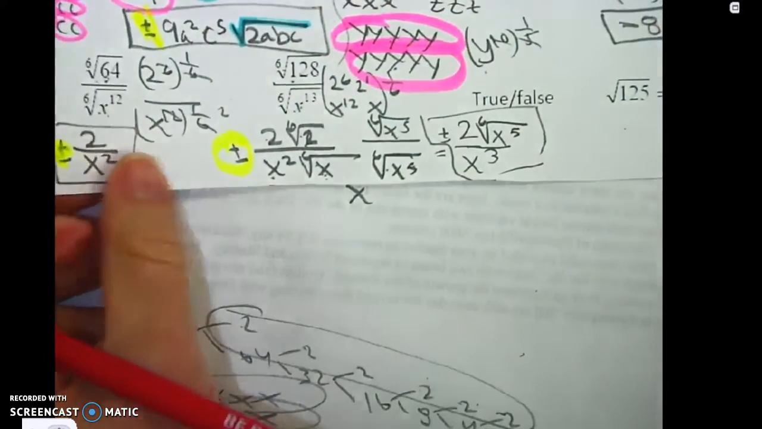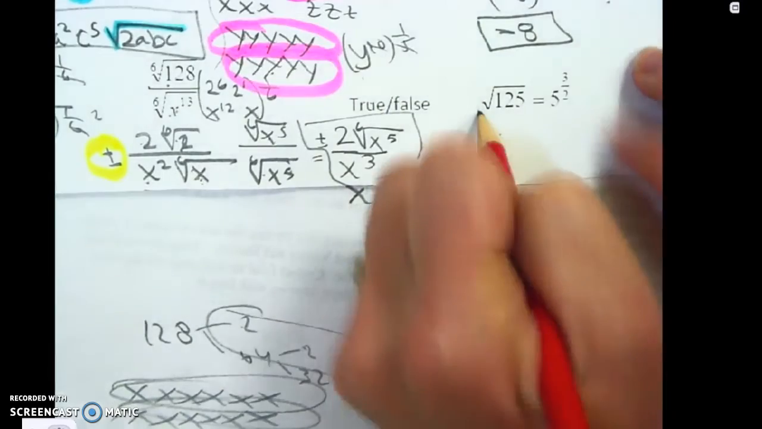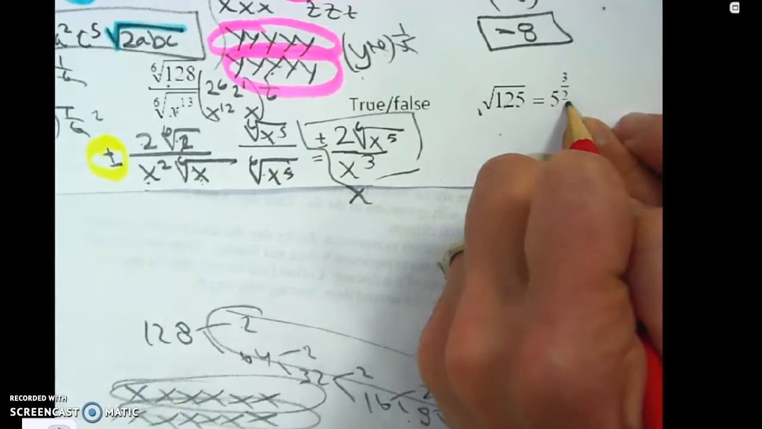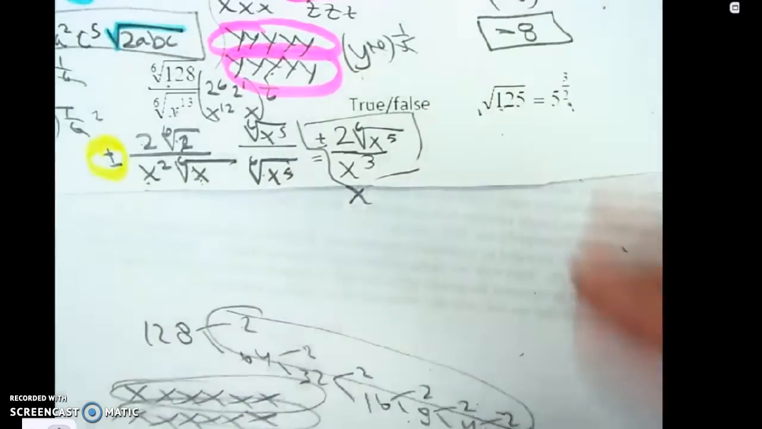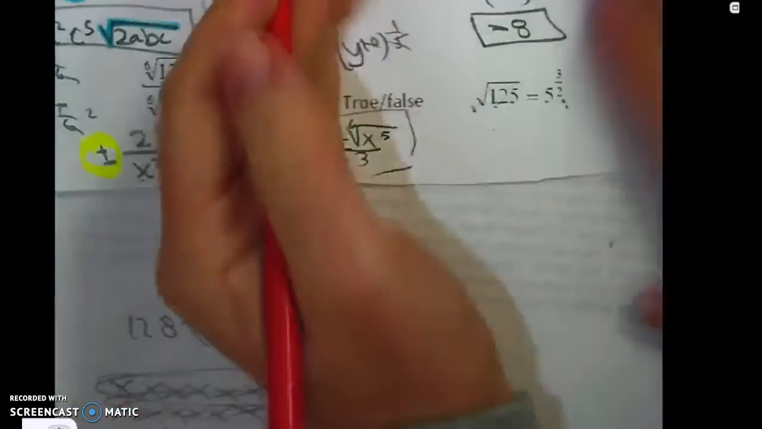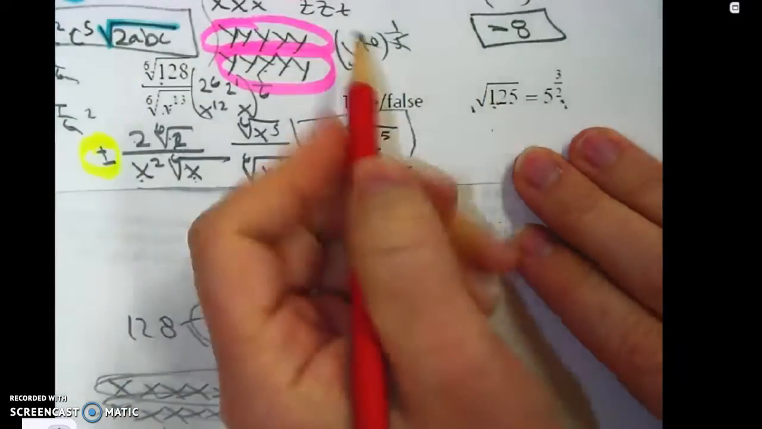All right, you're going to have some problems on your test that are going to ask if it's true or false. So you want to prove that either make this side look like this side or make this side look like this side. You need to show equality, okay? Otherwise, I can just use my calculator and cheat. So, and that's fine, but you need to show your work.